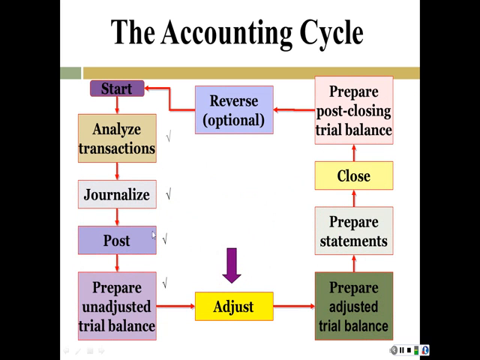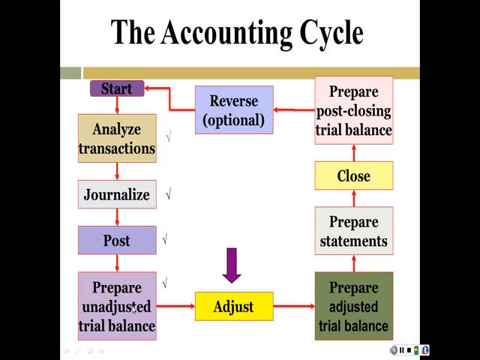And I'm going to walk you through the accounting cycle and tell you what we've done so far and where we are headed. So we first analyzed transactions, and we've done that right from Chapter 1. Then in Chapter 2, we journalized those transactions, posted them to T accounts, i.e. ledger, and then prepared an unadjusted trial balance. So we prepared a trial balance. We just didn't call it an unadjusted trial balance, but it was a trial balance that was not yet adjusted.